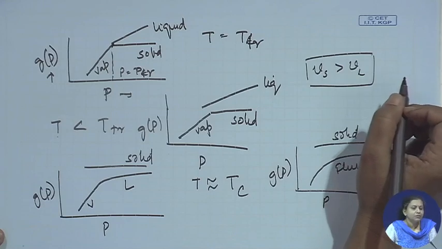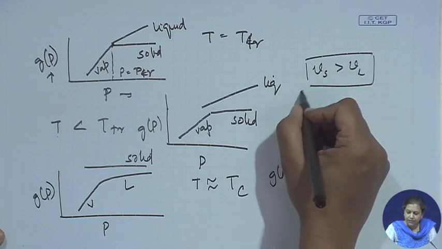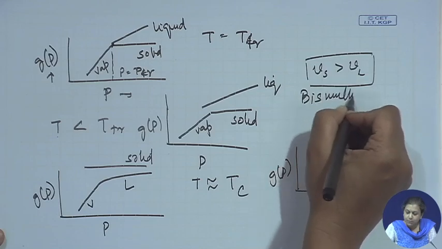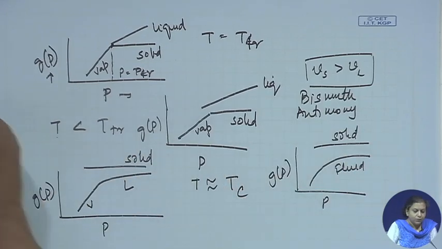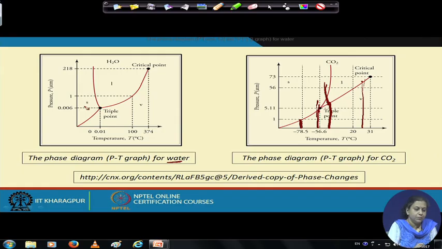There are two other substances which also exhibit this particular characteristic, the two substances being bismuth and antimony. For these, we have some particular differences when we try to plot the G versus P curves at the triple point and for conditions less than the triple point. I leave this as a home assignment for you. Try it out and try to find out the G versus P curves for different conditions, or rather for water at the triple point and less than triple point. And in case you have doubts, you can get back to us and we can clarify the doubts.